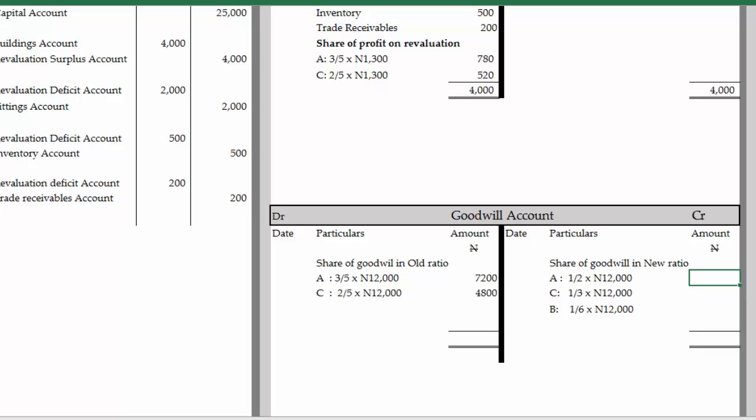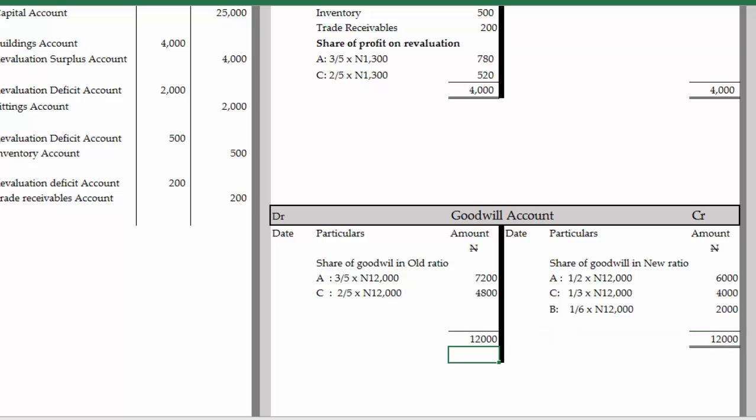Now let's see that. So, share of goodwill in new profit sharing ratio. A will get 1/2 of 12,000, which is 1 over 2 multiplied by 12,000, and that's 6,000, based on the new profit sharing ratio as given. C will get 1/3, which is 1 over 3 multiplied by 12,000, which is 4,000. And B will get 1 over 6 multiplied by 12,000, and that's 2,000. Now let's look at it together.